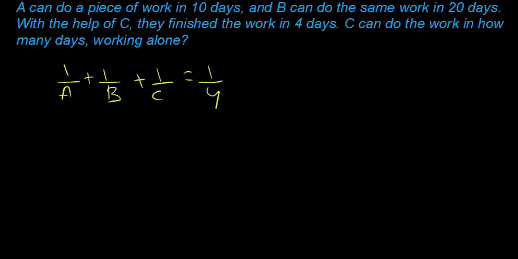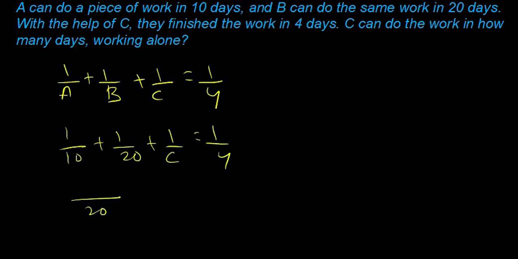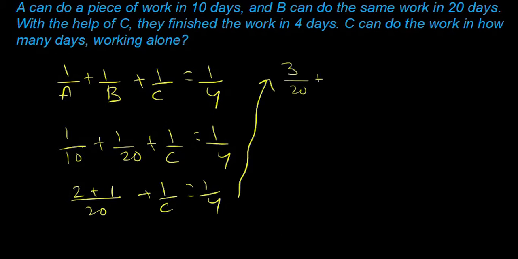Okay. So by putting the values of 10 and 20 for A and B, it is 1 by 10 plus 1 by 20 plus 1 by C is equal to 1 by 4. LCM of 10 and 20 is 20. So 10 2s are 20, 20 1s are 20. This is 3 by 20. So 3 by 20 plus 1 by C is equal to 1 by 4.